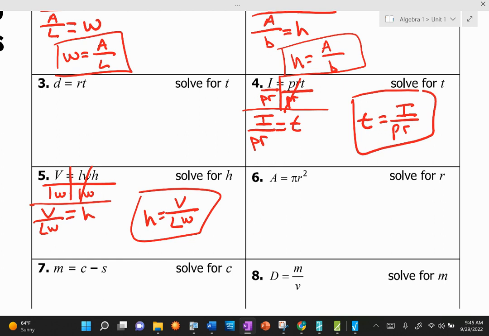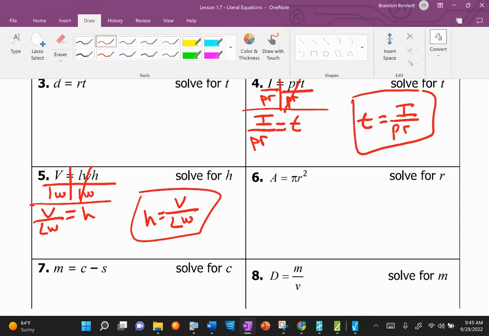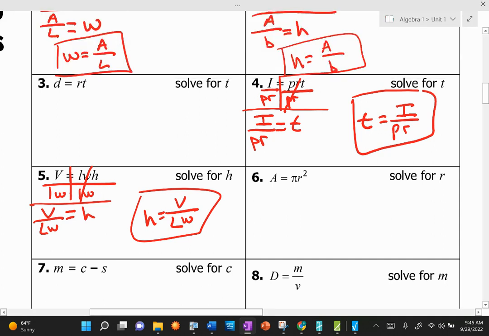We still need time, or are we good? Okay, so let's look at it. So on number 6, we're looking for R. R is going to require 2 separate steps, because we can't take away the pi and the exponent at the same time. So we're going to get rid of the pi first.